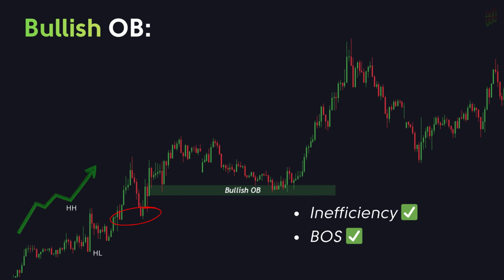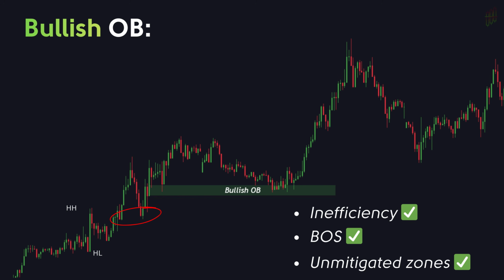Finally, we check the third rule, unmitigated zone. After the strong impulsive move, price does not immediately return to the order block. It leaves the area untouched, making it a fresh and unmitigated zone, exactly what we want. Weeks or candles later, the market gradually retraces and taps this order block for the first time. The moment price revisits the zone, it reacts with precision.